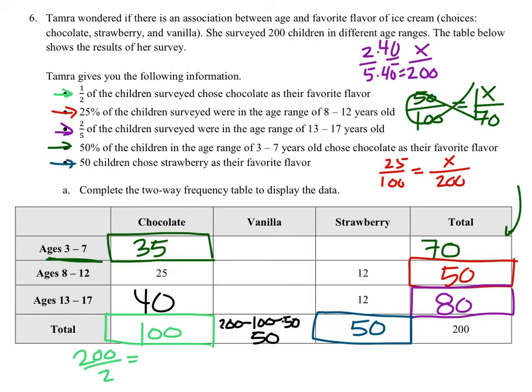And strawberry for ages 3 to 7. We can do that one. 50 minus 12 minus 12, 26. And then we got the rest of these. Vanilla for 13 to 17-year-olds, 80 minus 40 minus 12 is 28. 8 to 12-year-olds, 50 minus 12 minus 25, 13. And then ages 3 to 7 for vanilla, 70 minus 35 minus 26, 9.